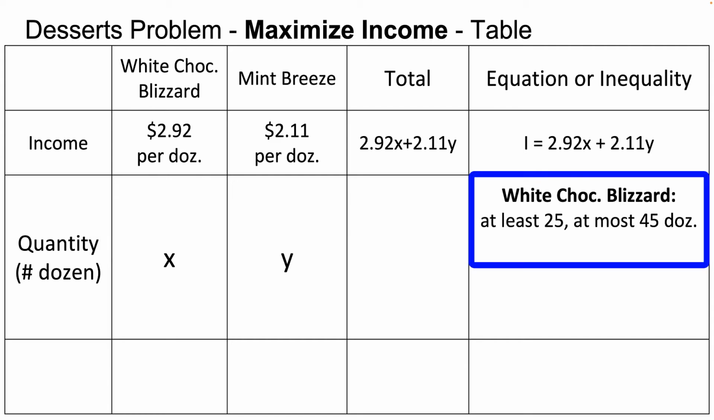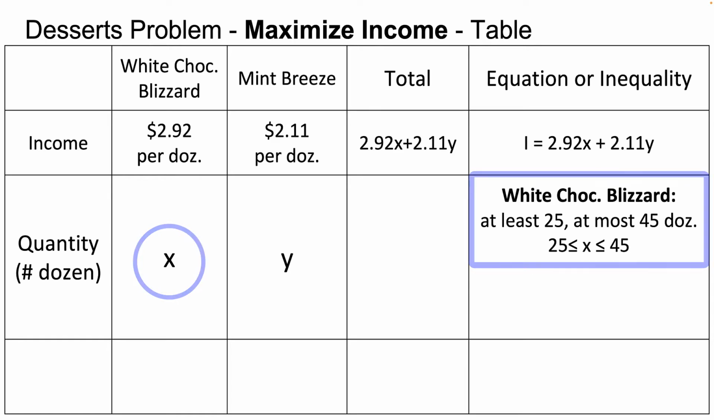This information relates to the third row in our table. For the white chocolate blizzards, this restaurant must make at least 25 and at most 45 dozen. That is a constraint that only revolves around the white chocolate blizzard, so it only relates to X. X, which is the number of dozens of white chocolate blizzards, must be between 25 and 45. As an inequality, we would write that as 25 is less than or equal to X is less than or equal to 45.